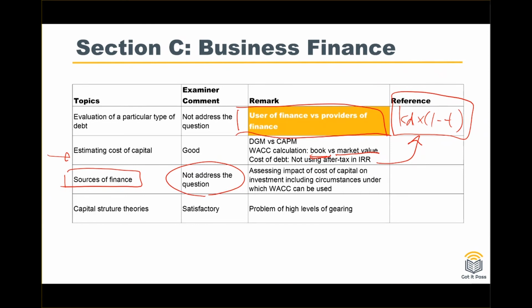Last but not least, is about the capital structure theory. The only problem is high level gearing, but it's generally quite good. For example, in the high levels of gearing, what's the problem? Somebody cannot borrow money from the bank. They have some issues on the cash flows because of the high level of gearing, which means a lot of interest to pay. But in general, the performance is quite satisfactory.